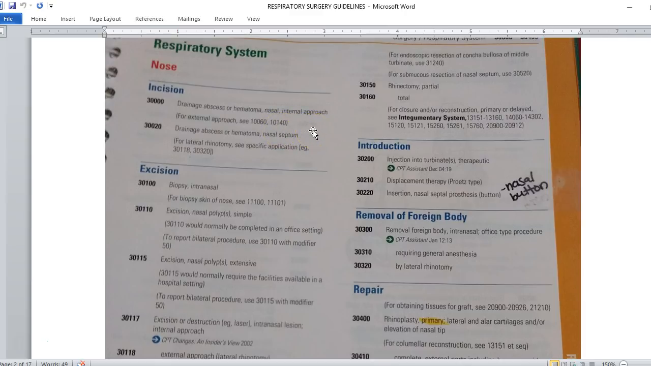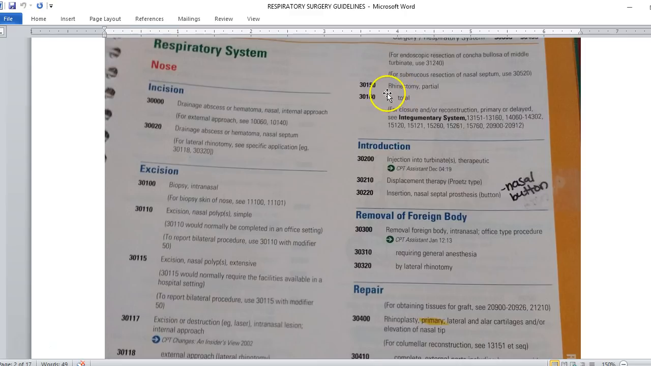So they're giving us a reminder here that if we're going inside the nose to drain an abscess or hematoma, it's going to come from the respiratory system. If it's on the skin on the outside, then it's going to come from integumentary. Same thing with the lips and the eyelids. If it's surface on those parts of the body, then it's going to come from integumentary. If it's deep, or in the case of the nose, inside, it's going to come from respiratory. And again, a good main term here is nose.